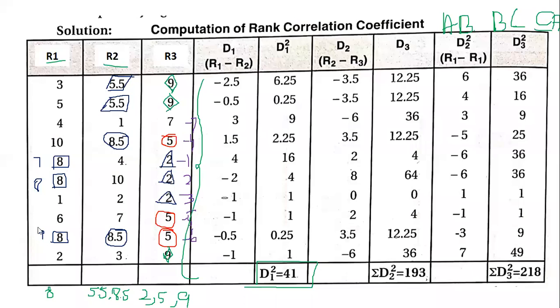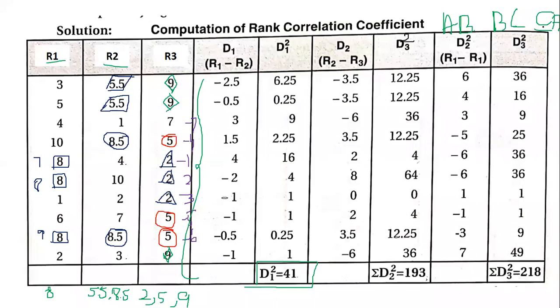Now moving on to the next combination, that will be B and C. So B and C means judge B is given rank 2 and judge C is given rank 3. So R2 minus R3. So this will be the next part. So R2 minus R3 is given. Then find out the difference and square them. They have missed out that square part there above. So D square 3. Fine. So that is what is required.